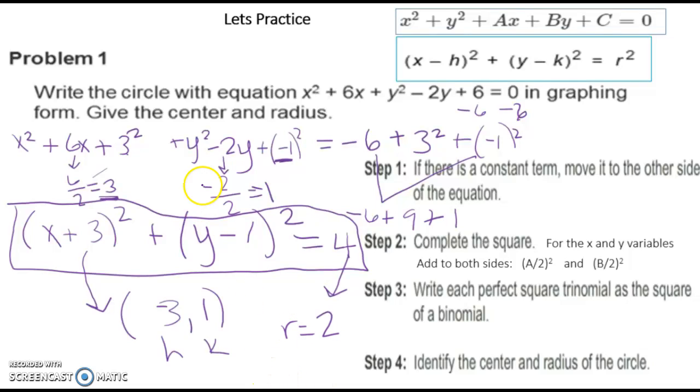That's it. So don't overthink these guys. Basically, you're taking the coefficient of x, divide by 2 and square it. Coefficient of y, divide by 2 and square it. Make sure you do the same to both sides. Then simplify the right side, and then pull the center and the radius out.